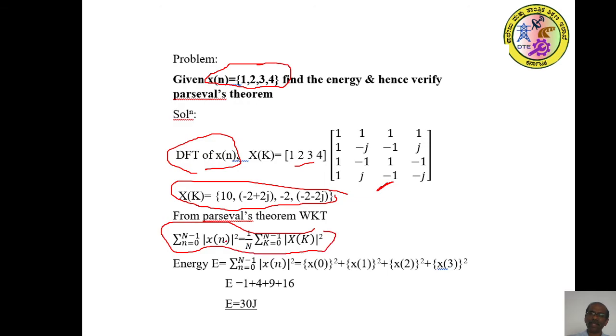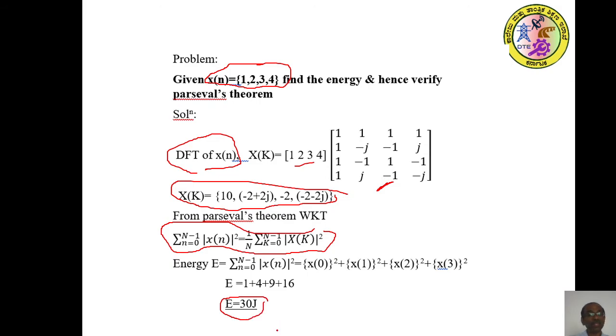Let us try to calculate energy in the time domain. Energy formula is from 0 to N minus 1. How many samples are given? 4 samples. 0 to 4 minus 1 will become 3. It expands as x of 0 square plus x of 1 square plus x of 2 square plus x of 3 square. What is x of 0 given? 1. 1 square is 1. Next 2. 2 square is 4. Next 3. 3 square is 9. Next 4. 4 square is 16. Add all, you get the answer equal to 30.